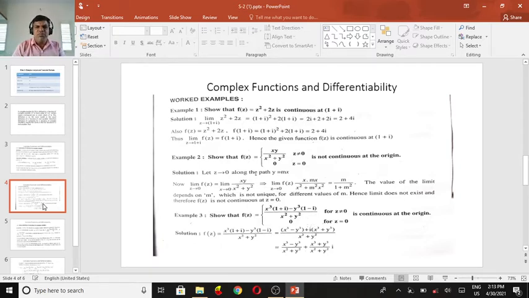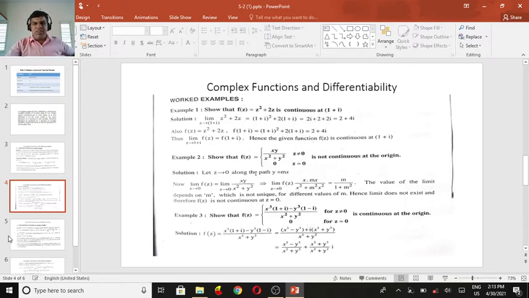First, show that f of z equal to z square plus 2z is continuous at 1 plus i. So 1 plus i is a complex number. The limit as z tends to 1 plus i of z square plus 2z equals (1 plus i) whole square plus 2 times (1 plus i). Simplifying, using the (a plus b) whole square formula, we get 1 square plus i square plus 2i plus 2 plus 2i. Since i square is minus 1, the 1 minus 1 cancels. Then we get 2i plus 2 plus 2i, which is 4i plus 2.